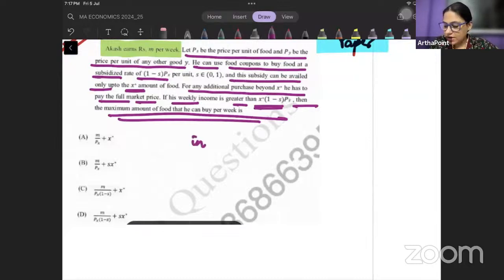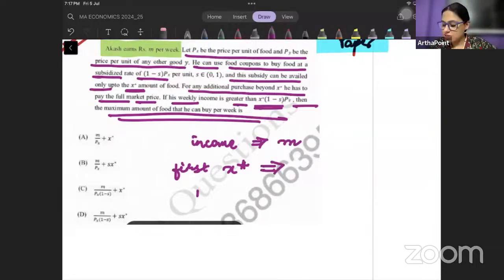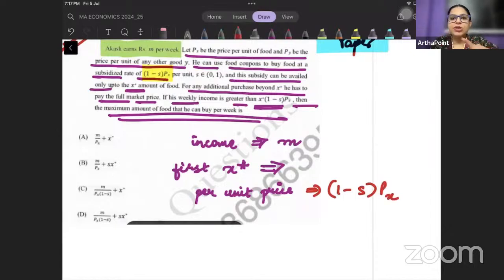So my entire income, beta, that is M. For the first X star units, I am getting those units at a lower price. So what is the per unit price, beta? The per unit price is this: 1 minus s into px. This is my per unit price.